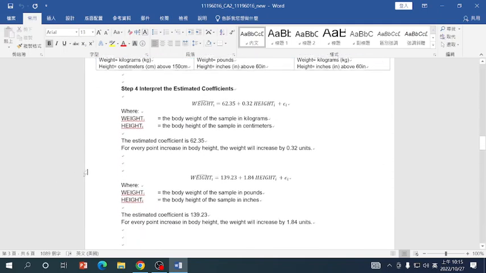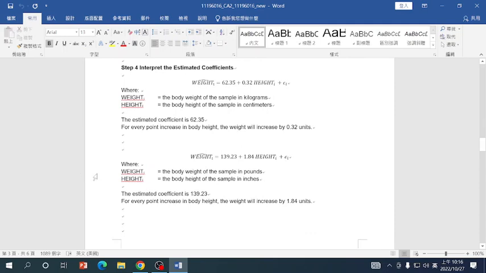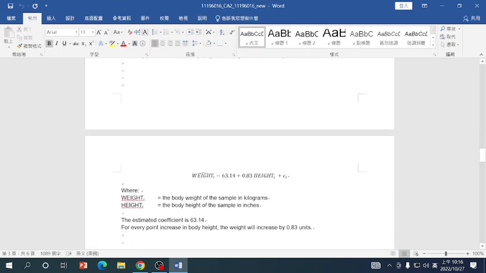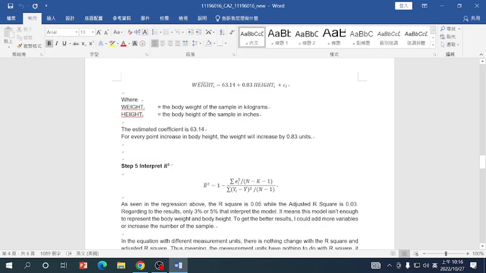So let's interpret the estimated coefficient. Well, it seems like that part is not the most interesting one. We have the values we just extracted from our regression table. So here you have for the kilogram and centimeters, pound and inches. What is going to be interesting is when we compare the equation from this regression and the equation when we add a variable.